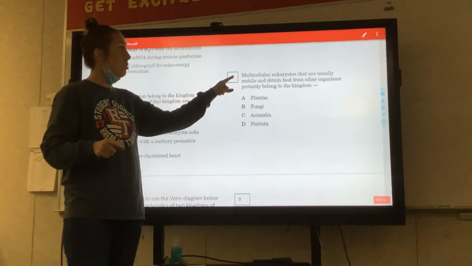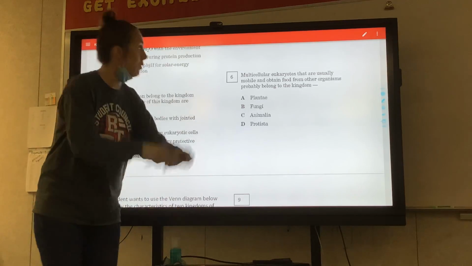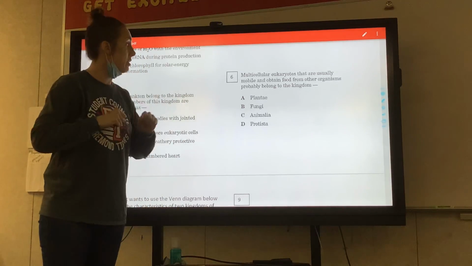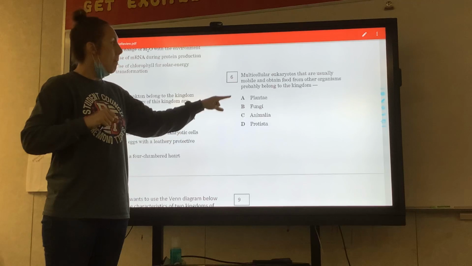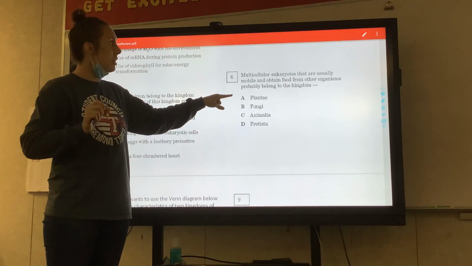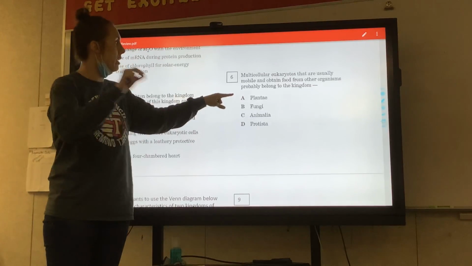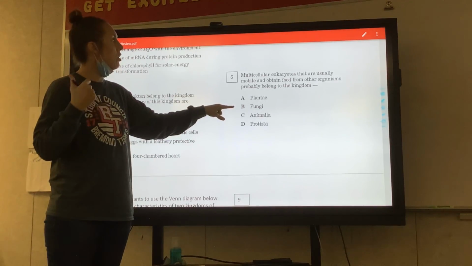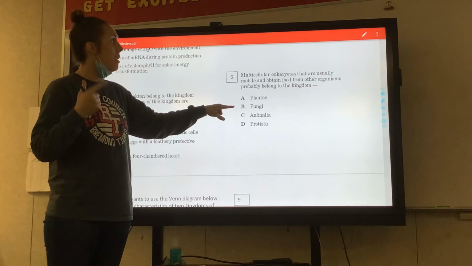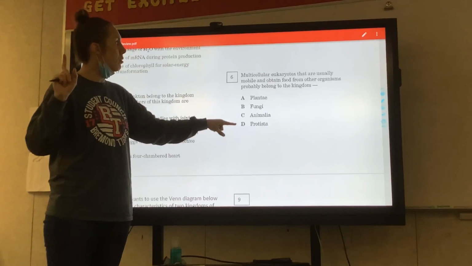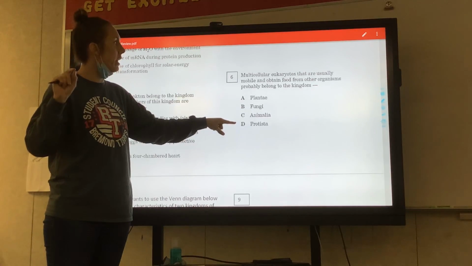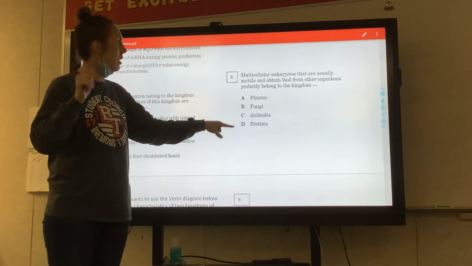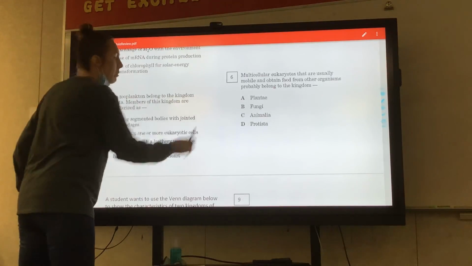Okay, last one on this page. Multicellular eukaryotes that are mobile and obtain food from other organisms. What's that? Animal. Plants are photosynthetic. They don't obtain food from other organisms. Fungi are multicellular, eukaryotic, not mobile. And then Protista is not normally multicellular. Okay, so animal is the right one there.